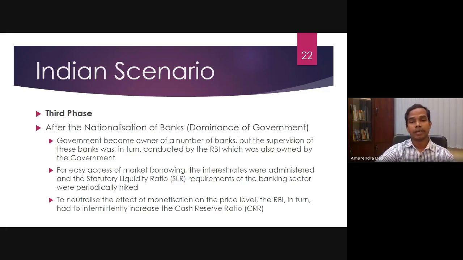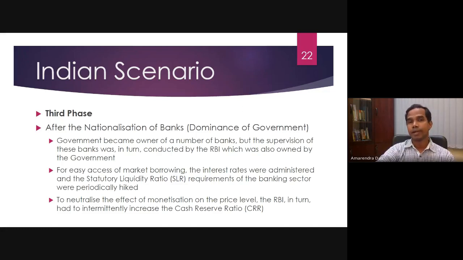For easy access to market borrowing, interest rates were administered, and the statutory liquidity ratio requirements for the banking sector were periodically high. Basically, to ensure the borrowing of the government, the statutory liquidity ratio was kept very high so that the government could use that money for its own benefit. And to neutralize the effect of the monetization of the deficit on the price level, the RBI in turn had to intermittently increase the cash reserve. So to reduce the money supply through multiple credit creation, the RBI used to increase the cash reserve ratio.